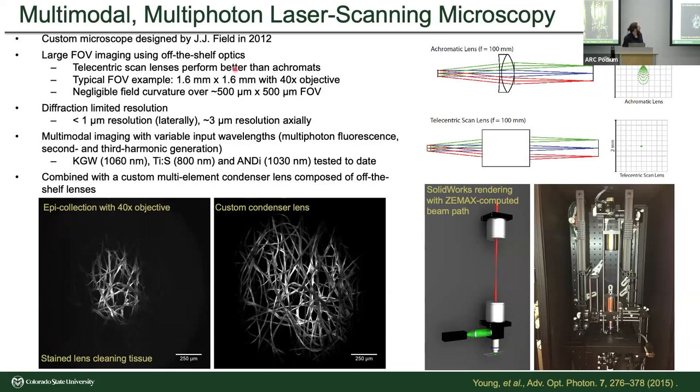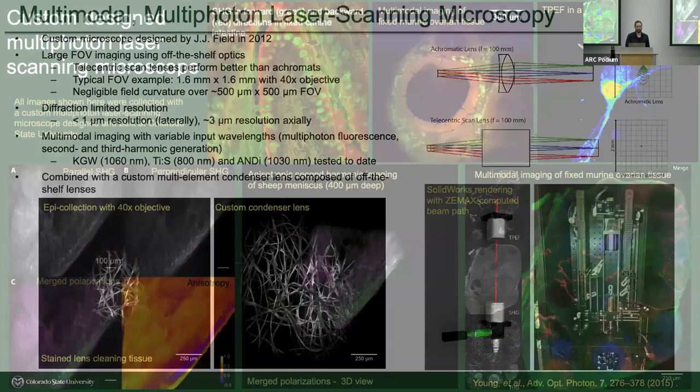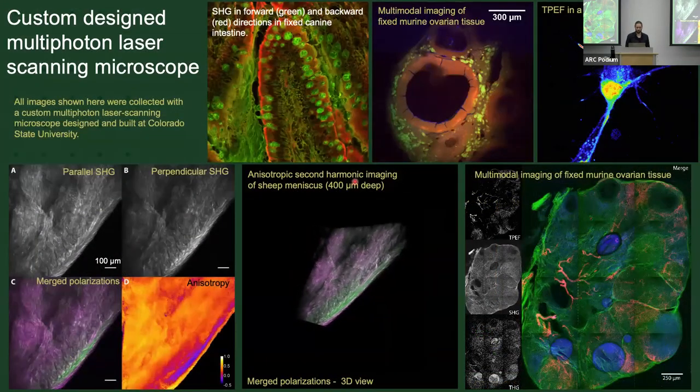So the numbers to take home today, again, if you're interested in using the system, just as a typical example at 40x, we can image about a millimeter and a half on a side, all of that with about 1 micron resolution laterally and about 3 microns axially. There's a lot more information here I'm happy to discuss with you. What I think is more interesting is to just look at some of the data that we can collect with this system and start to get ideas about what might be useful for your research.